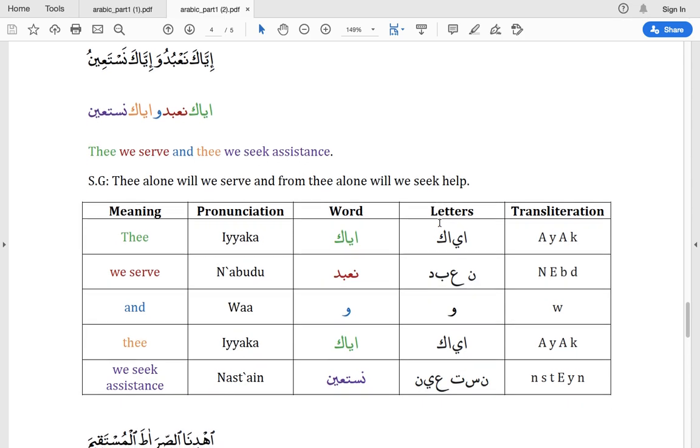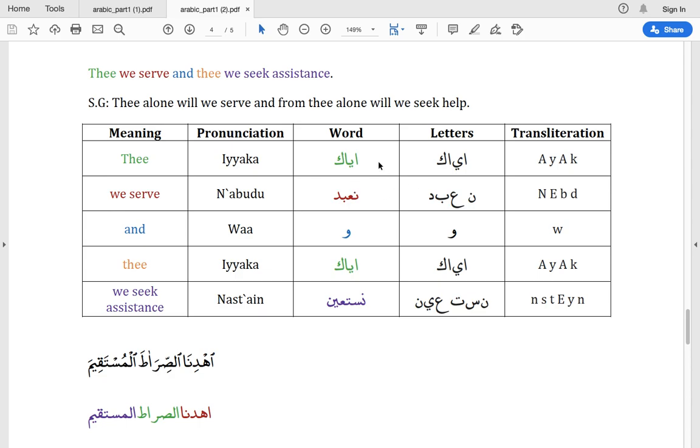Coming down, we have Iyyaka na'budu wa iyyaka nasta'in. Iyyaka: alif, ya, alif, kaf. And that means thee. Now, thee is an older form of English, not used that much anymore. Suppose it's just you and me talking, then I can reference you as thee, right? But if there's me, you, and another person, and I'm addressing both of you, then I wouldn't say thee, I would say you. So that's the difference. Thee is singular, referencing a single person, versus you, which is plural. It's basically defunct in the English language now, but if you go back to older English, this was used quite extensively. So Iyyaka means we're addressing God alone, as in one entity.